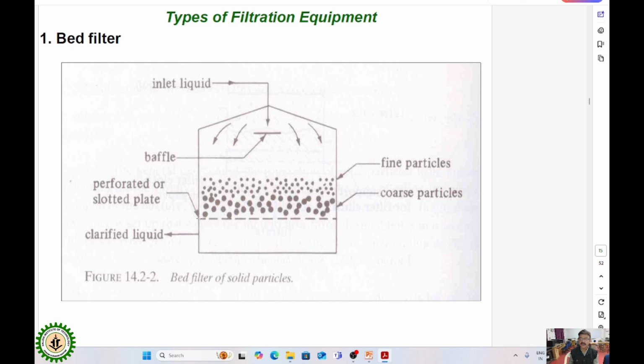This is the bed filter water purification process. You will find beds being used. Different beds are there, using coarse particles, then fine particles, making several beds, so that the liquid to be filtered, which is put from the top, is allowed to pass through, and the clarified liquid is collected at the bottom. This is very common, and earlier it was used in water treatment plants. In most of the chemical process industry, you will find this kind of bed filter is popularly used.